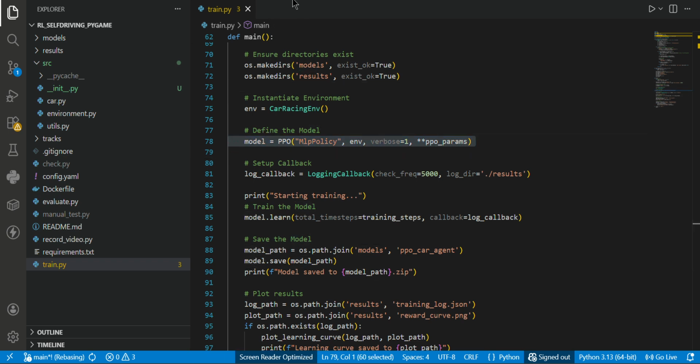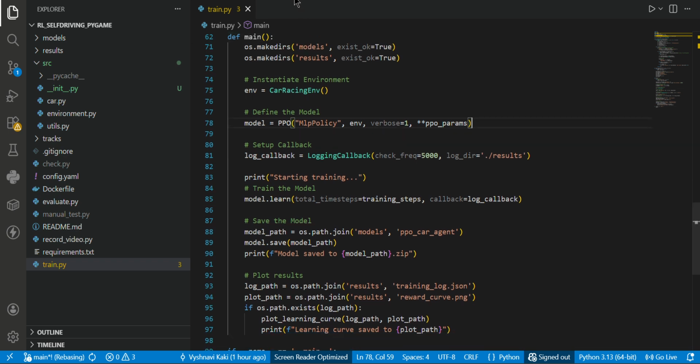Once the environment was ready, I trained the agent using Stable Baselines 3, a highly optimized reinforcement learning library. The algorithm used here is Proximal Policy Optimization, or PPO, which is widely used for continuous control tasks. I've used an MLP policy, which stands for multi-layer perceptron, because the observation space is a simple numerical vector rather than large image data. The neural network is lightweight and can train efficiently even on a standard CPU.